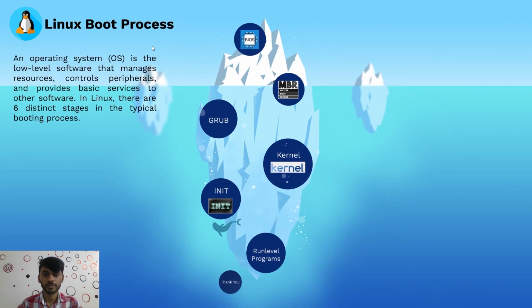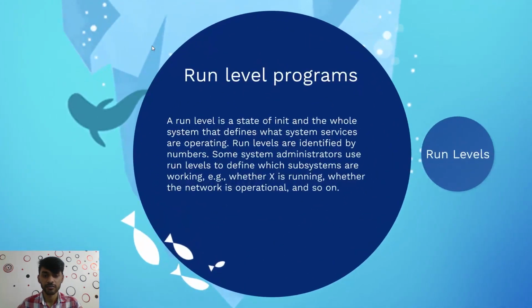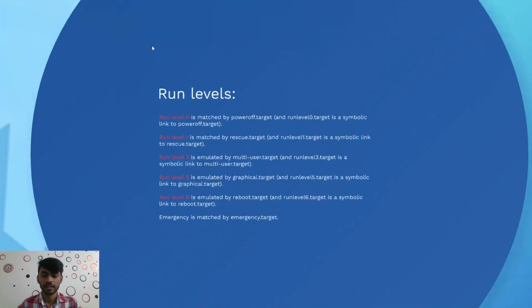Now, before we talk about run levels, let us first understand what run level programs are. A run level is a state of init and the whole system that defines what system services are operating. Run levels are identified by numbers. Some system administrators use run levels to define which subsystems are working, for example, whether X is running, whether the network is operational, and so on. Now let us talk about the run levels.